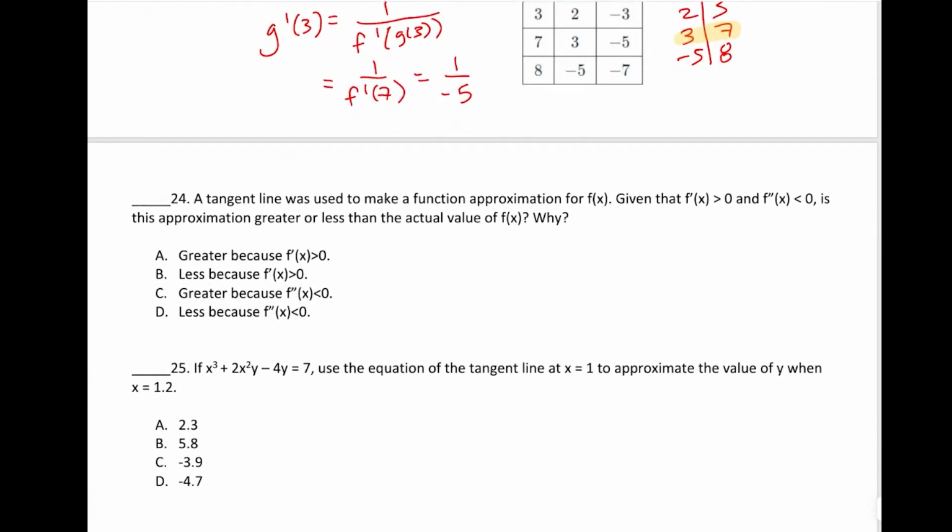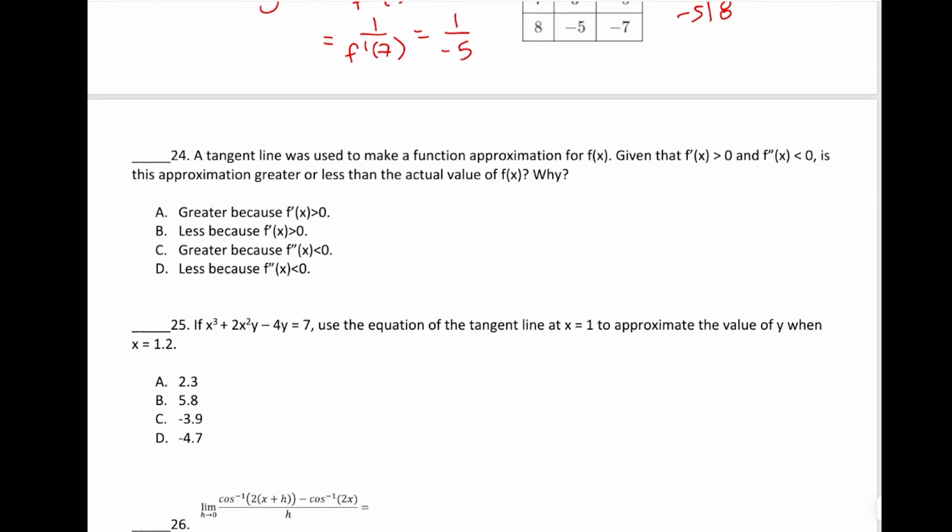Number 24. Tangent line was used to make a function approximation for f of x. Given that f prime is positive, okay, so f prime being positive means f has a positive slope, or f is increasing. Okay, and f double prime is negative. That means f is concave down. Is the approximation greater than or less than the actual value of f of x?